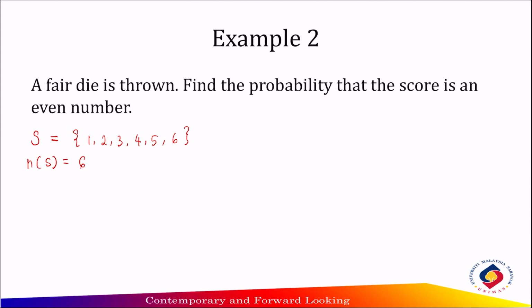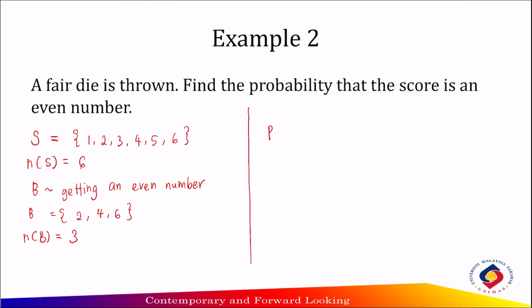And then let's choose the letter B to represent the event of getting an even number. Then our B will be either 2, 4, or 6. So for this event, the number of outcomes is 3. Hence, our probability that the score is an even number will be N(B) over N(S), which is 3 over 6, and simplifying this answer, we will have 1 over 2.